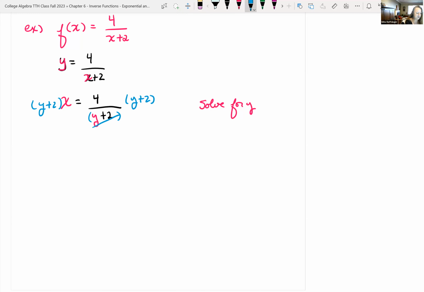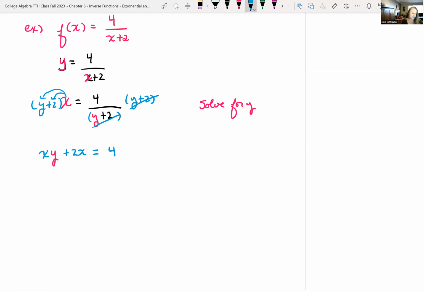Doing so on that one side, the y plus 2's cancel, which we want. And let's rewrite the left-hand side by distributing our x. So we have here x times y plus 2x is equal to 4.